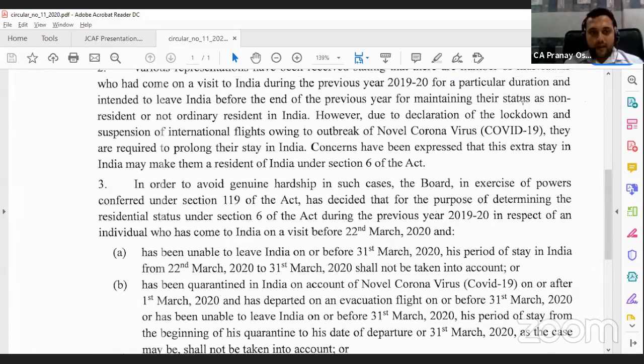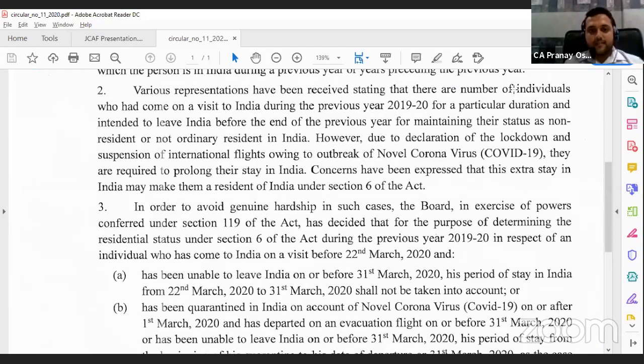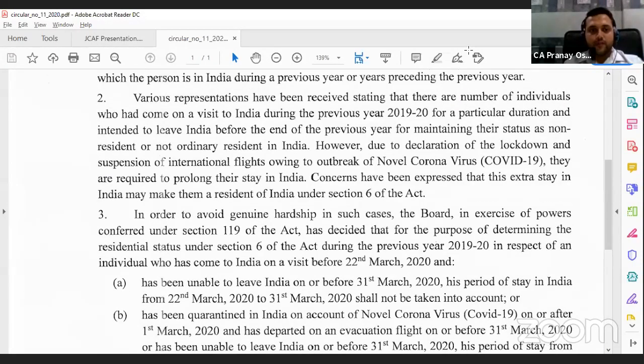Various representations have been received stating that there are a number of individuals who had come on visit to India during the previous year 2019-20 for a particular duration and intended to leave India before the end of the previous year for maintaining their status as non-resident or not ordinary resident in India. However, due to declaration of the lockdown and suspension of international flights owing to the outbreak of novel coronavirus COVID-19, they are required to prolong their stay in India. Concerns have been expressed that this extra stay in India may make them resident of India.